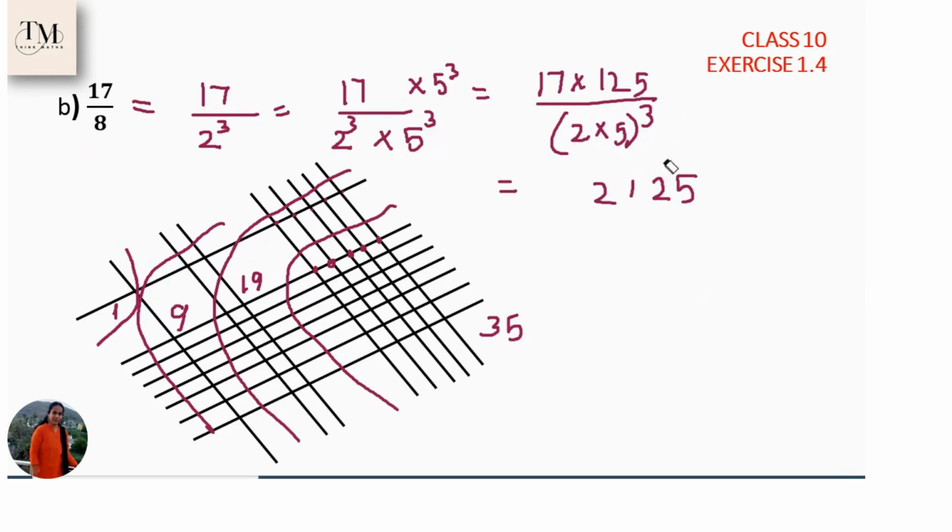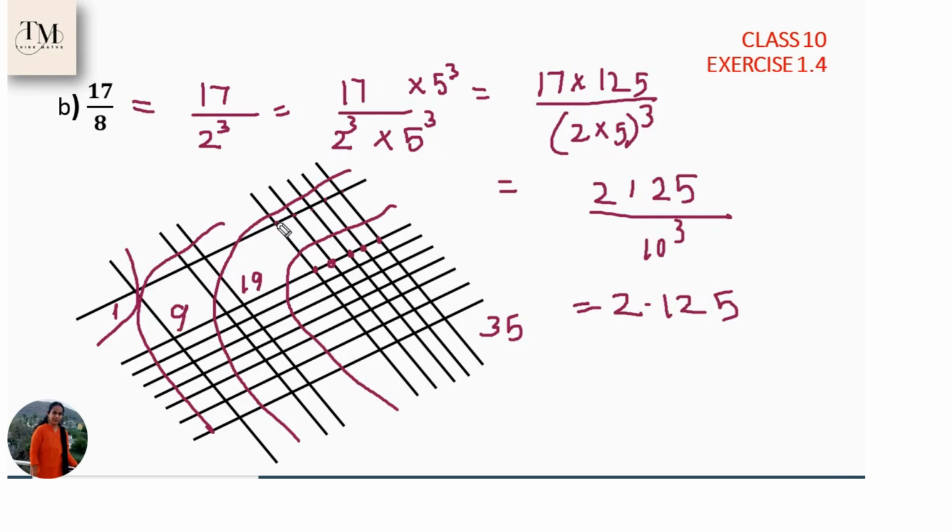Okay. So I will erase this balance. Divided by 2 into 5 is 10, so 10 to the power 3. So there are 3 zeros here, so you have to move the decimal point 3 places before: 1, 2, 3. So here comes the decimal point. So 2.125 is the decimal expansion of 17 by 8.